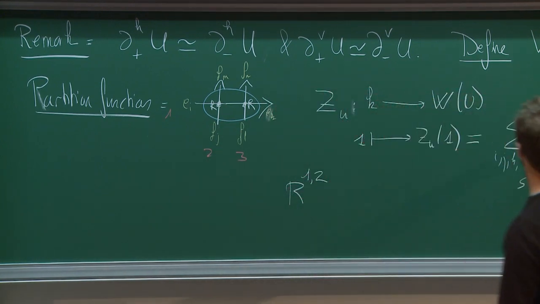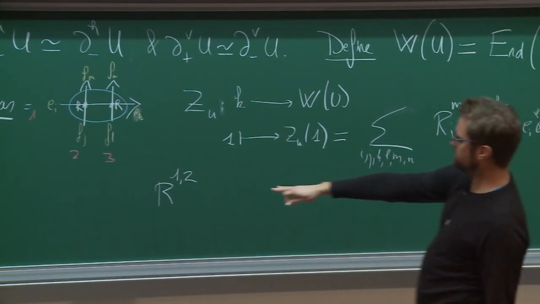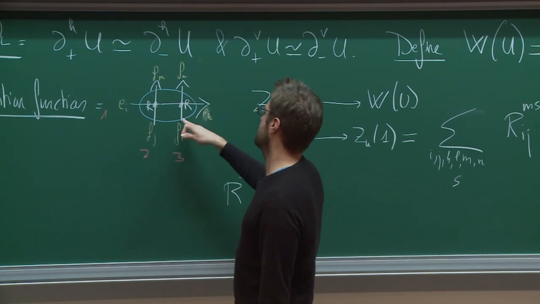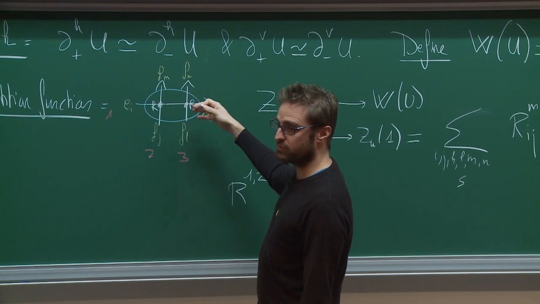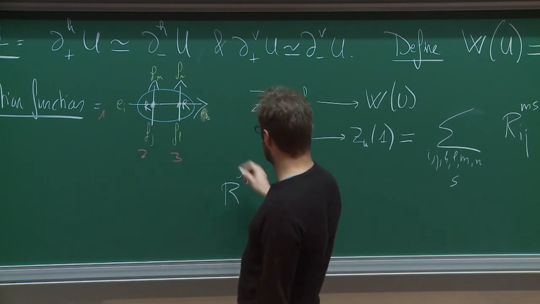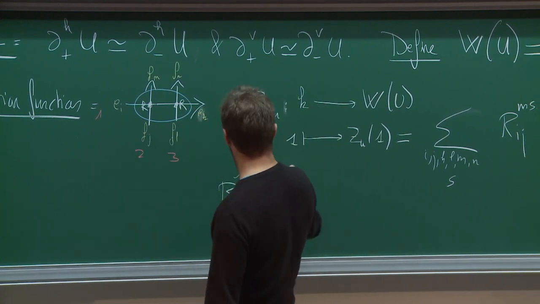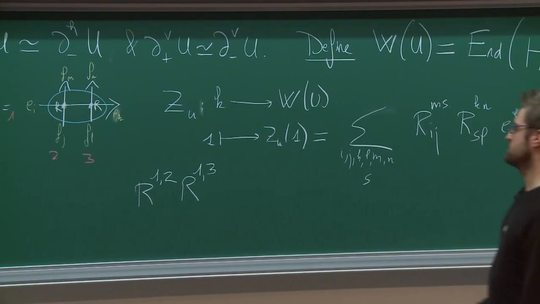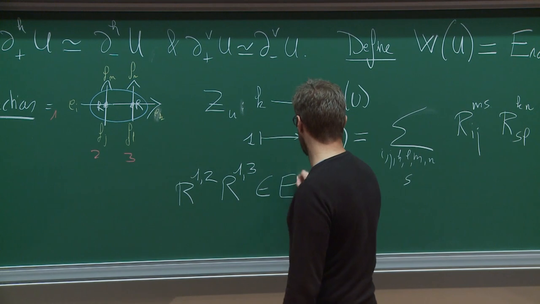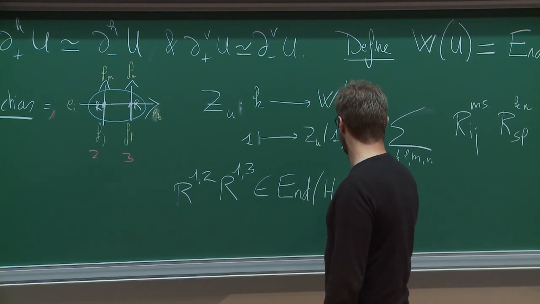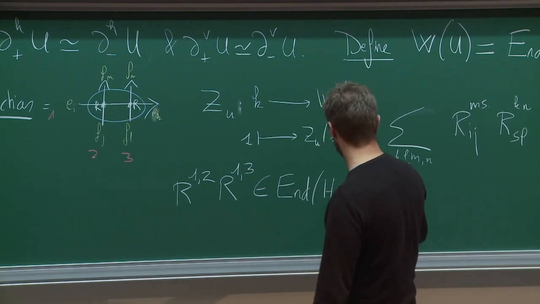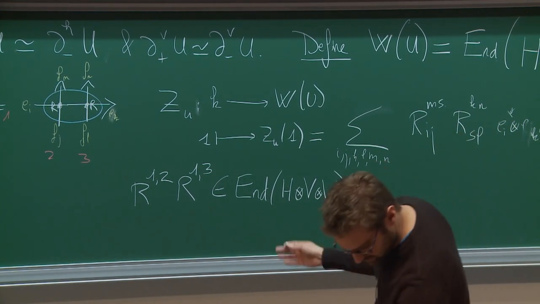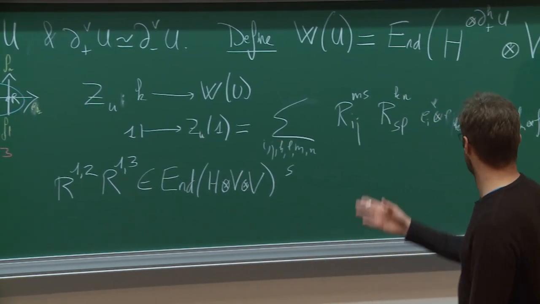These indices are not the same as these ones, so that's why I put a comma in here. That just means R acting on the first two vector spaces and then acting by identity on the remaining one. And then I apply R acting on 1, 3, so it acts on the first and the last. So it's an element in endomorphisms of H tensor V, where these are 1, 2, 3.